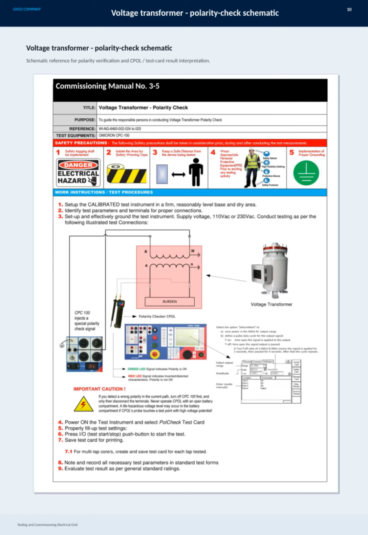Here we have the voltage transformer polarity check schematic, which is crucial for ensuring the correct operation of our electrical grid. This schematic provides a clear reference for verifying polarity and interpreting CPOL or test card results. Understanding and correctly applying this schematic during testing and commissioning helps prevent potential faults and ensures reliable system performance. This is all detailed in Commissioning Manual number 3-5.